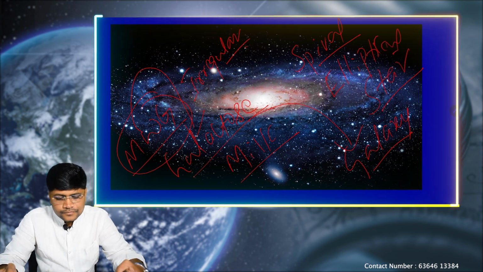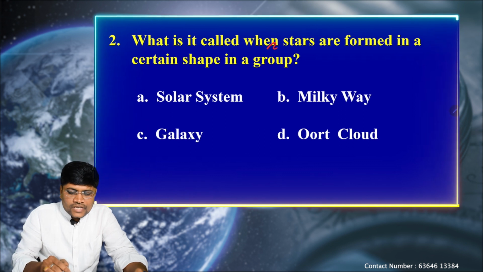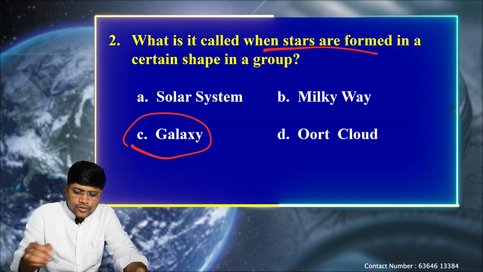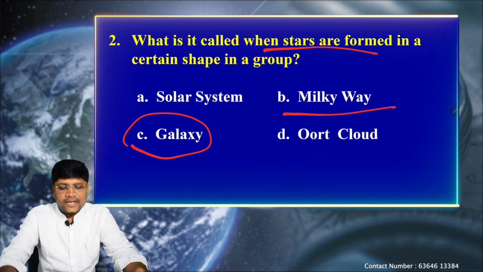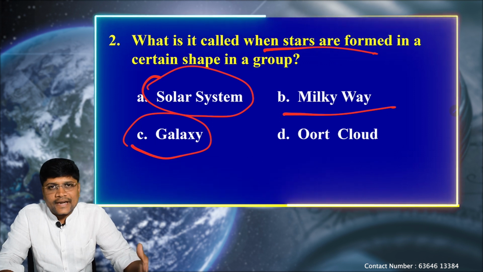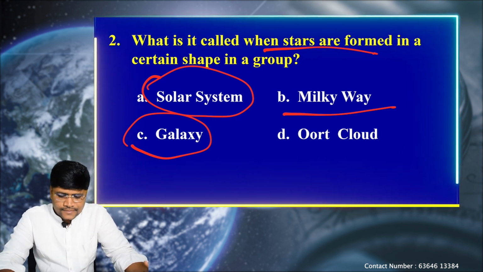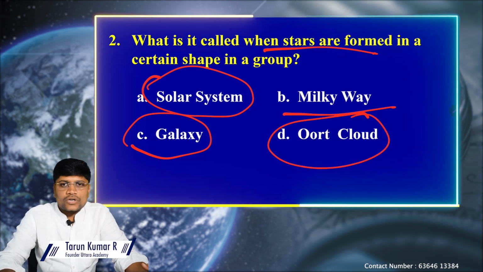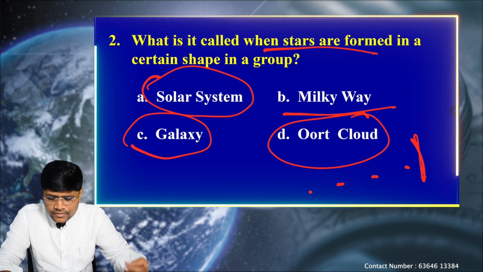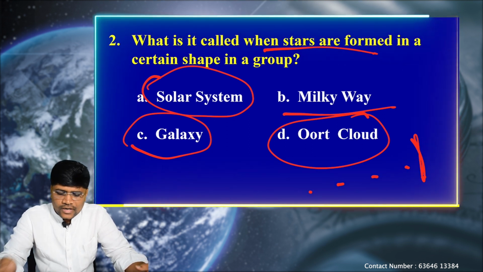Clear? So when stars are formed in a certain shape in a group, we call them galaxies. Our own galaxy is called the Milky Way. Solar system refers to a star along with its planets. Our sun along with 8 planets, we call the solar system. What is the Oort cloud? The Oort cloud refers to the dusty particles and snow materials which surround the solar system at the end of the Kuiper belt.